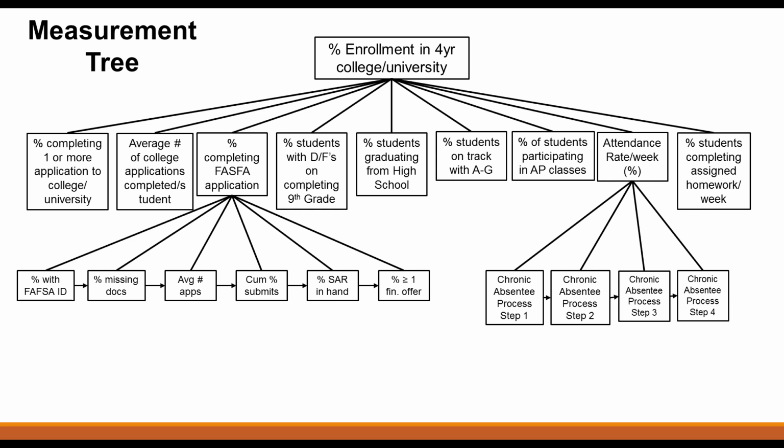We can look at the average of college applications completed by student. We can look at the percentage of students who are finishing 9th grade with either a D or F. That turns out to be extremely predictive of whether or not somebody will go on to college or university at the end of their high school career. We can look at the graduation rate. We can look at a variety of different things here.